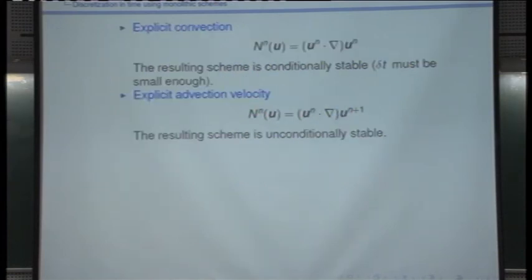In the case of incompressible flows, there is a curious case. It's the one in which you take one of the components, one of the velocities, explicitly, and the other one implicitly. And the resulting scheme is nevertheless unconditionally stable, although this is very dangerous. Why is it unconditionally stable?